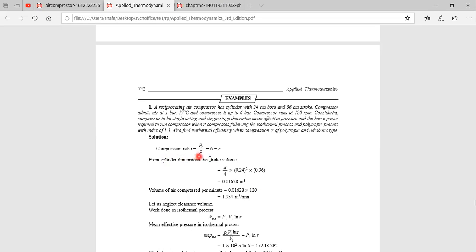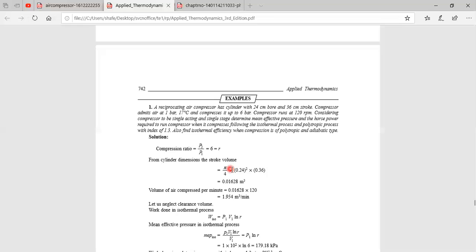Now the compression ratio, because I am taking air from 1 bar pressure and compressing it to 6 bar pressure. So it is called R. 6 is the compression ratio. Now, as usual, the cylinder dimensions. The swept volume I have to find out. It is pi by 4 d square L. So d is given as 24 centimeters, convert into meters as 0.24, and 36 centimeters as 0.36.